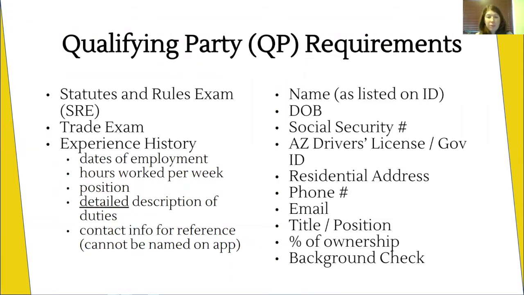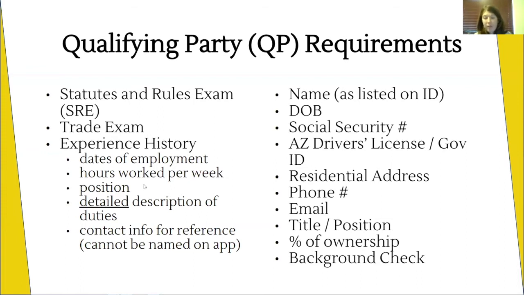We're going to need to get some background information on the qualifying party, including their name, date of birth, social security number. They're going to need to submit a copy of a government issued ID. The most common ID we get is a driver's license, but a passport would work as well. We need to know their residential address, phone number, email, their title, qualifying party. But if they're also an officer or a member, that information would be entered later on in the portal. We need to know the percent of ownership if they have any. They can have 0% ownership, but if they do have ownership, you'd indicate that. And then everyone on the application needs to do a background check, including the qualifying party.